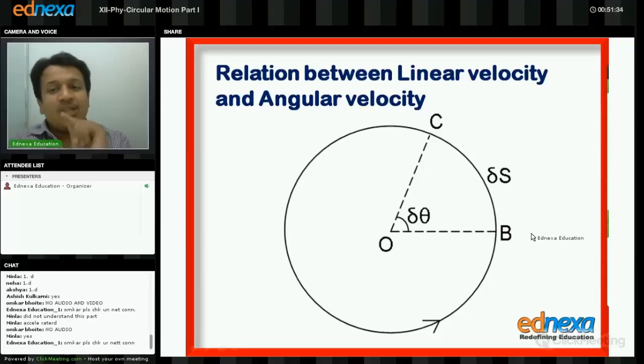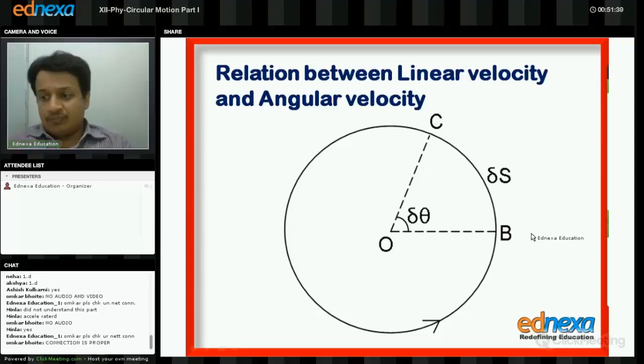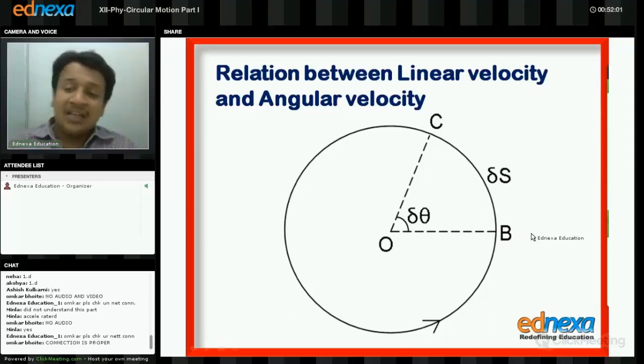Consider a particle performing UCM. What does UCM mean? Uniform circular motion. Consider a particle performing UCM in the anti-clockwise sense. In this diagram, it is moving in the anti-clockwise sense. Initially, the particle is at point B. After some time, the particle will reach point C by covering angle delta theta and by covering arc delta S. Let O be the center of the circular motion.